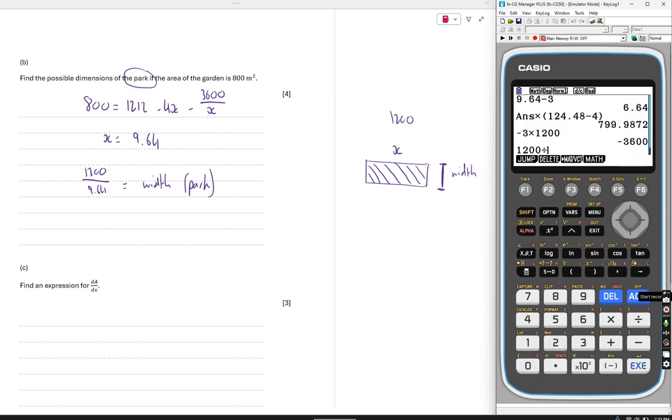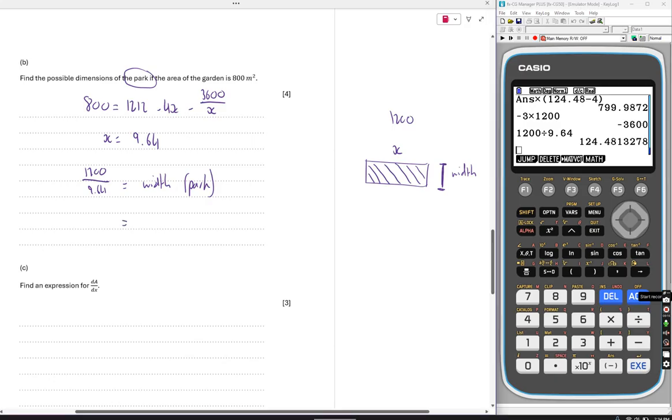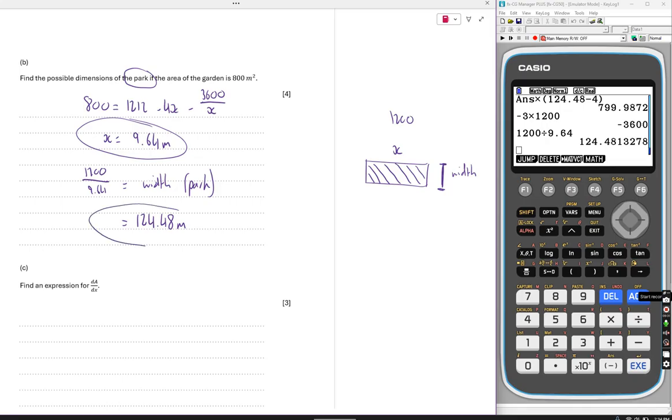1200 divided by 9.64 equals this number. So the width of the park equals 124.48, and we are in meters. So the length of the park, 9.64 meters, let's say, and the width of the park is 124.48 meters. Now, I know what you're thinking.